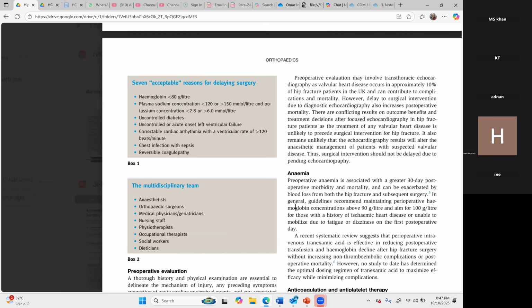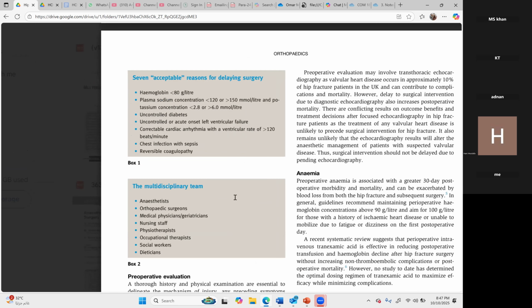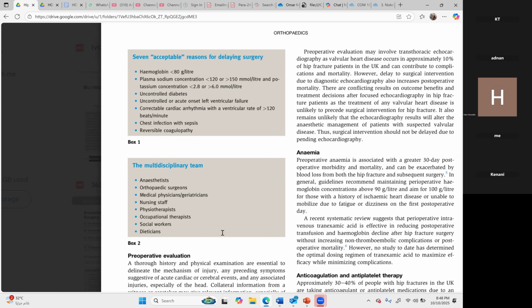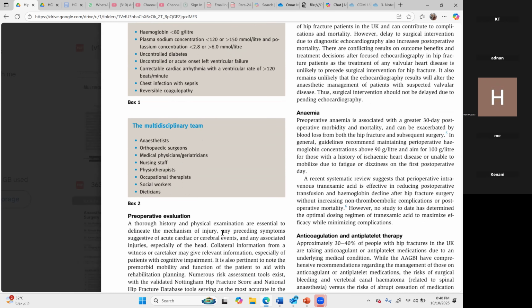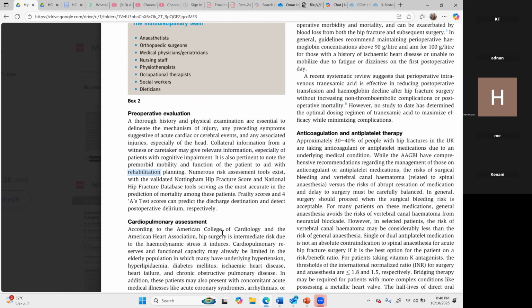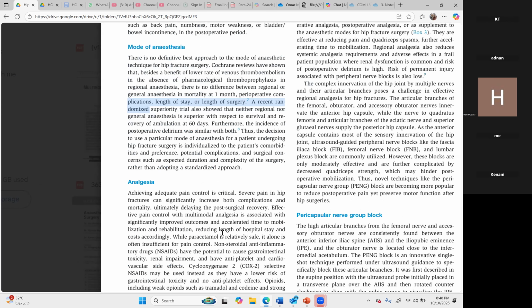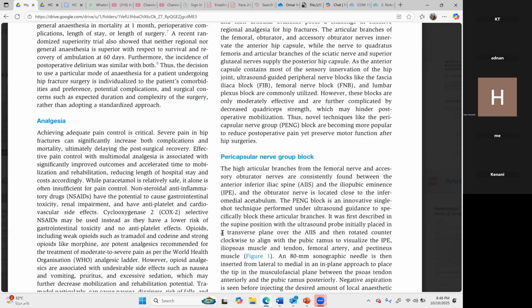I think this is the same thing we were discussing before. You can say a multidisciplinary team: anesthetist, orthopedic surgeon, medical physicians, geriatrician. A geriatrician is for elderly patients, just like a pediatrician. Then nursing staff, physiotherapists, occupational therapists, social workers. In our setup, these things will not be possible. Any other thing which I have missed?